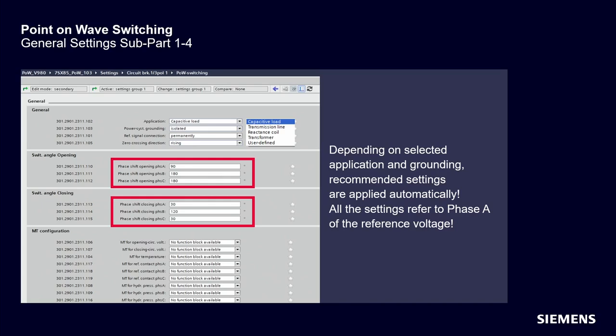As mentioned earlier, the point-on-wave function can be found under the function group circuit breaker. The point-on-wave function is divided into 3 groups: general, opening, and closing. So let's talk about the general setting first. The general setting consists of 5 subparts: general, switching angle opening, switching angle closing, measuring transducer, MT, and supervision.